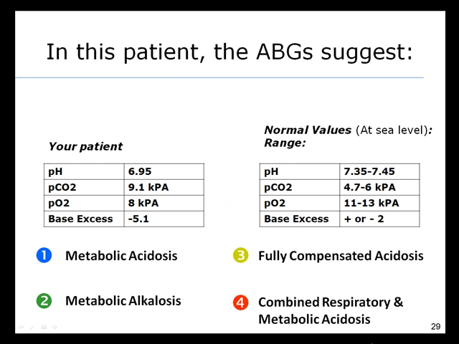So now let's consider this question. In this patient, the arterial blood gases suggest: 1. Metabolic acidosis, 2. Metabolic alkalosis, 3. Fully compensated acidosis, or 4. Combined respiratory and metabolic acidosis. Take a few seconds to make a decision and commit by writing down the answer.